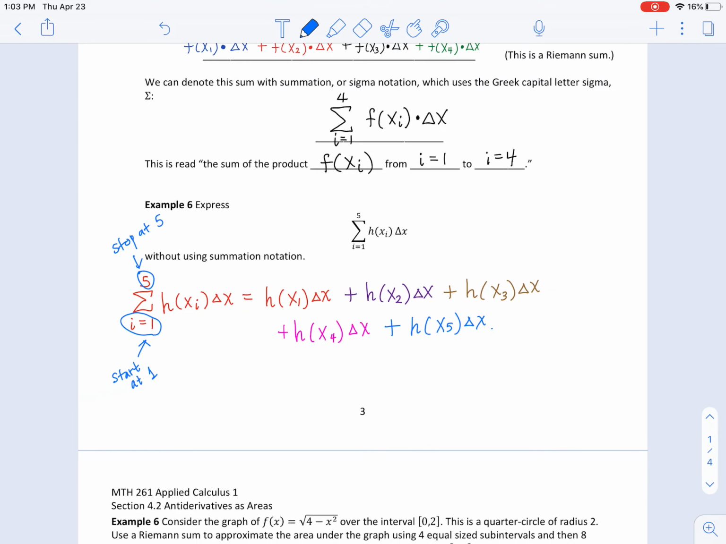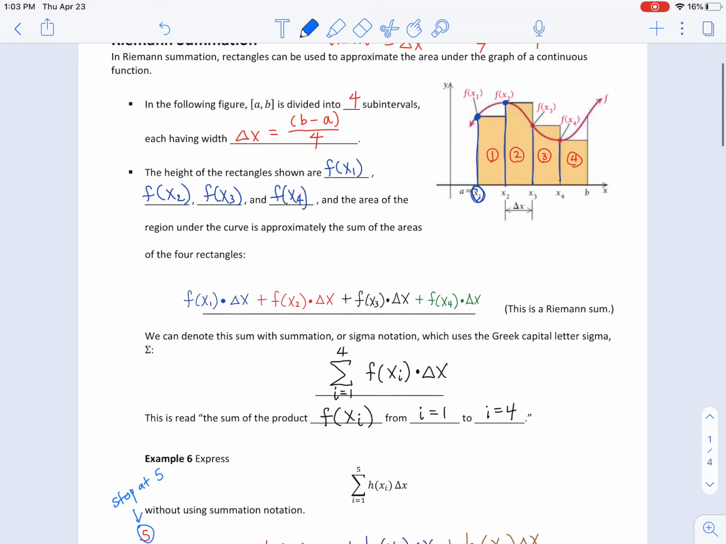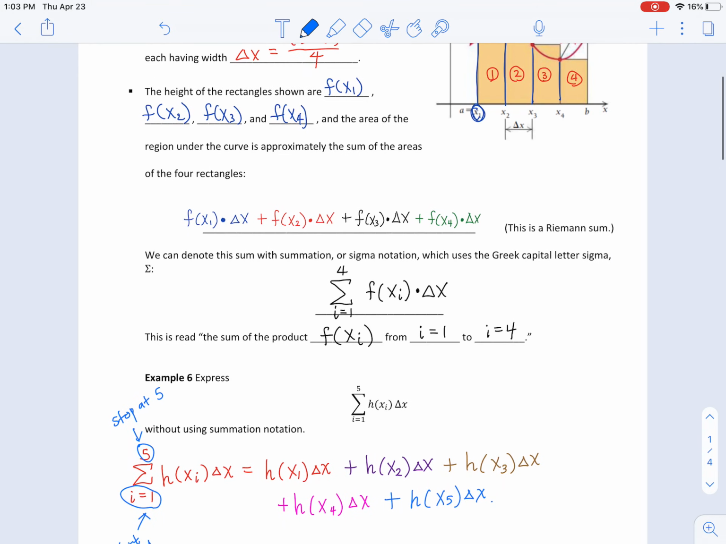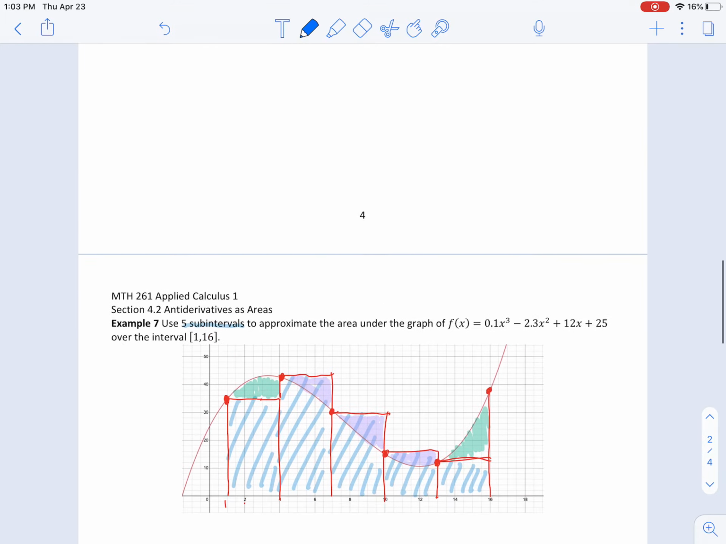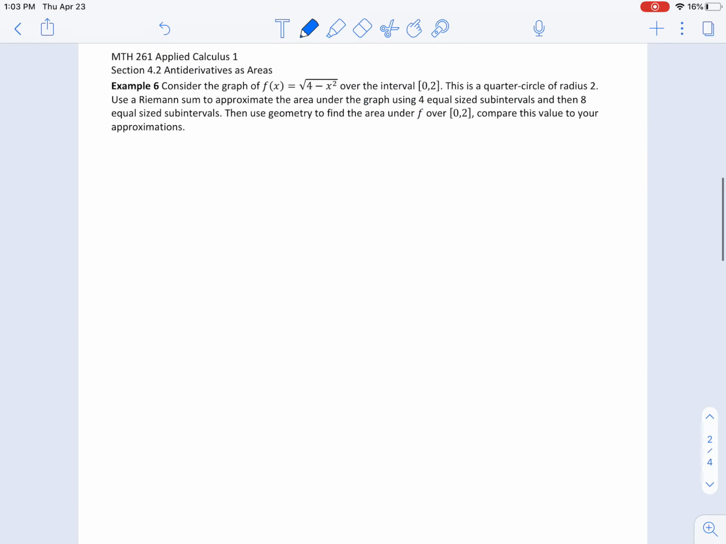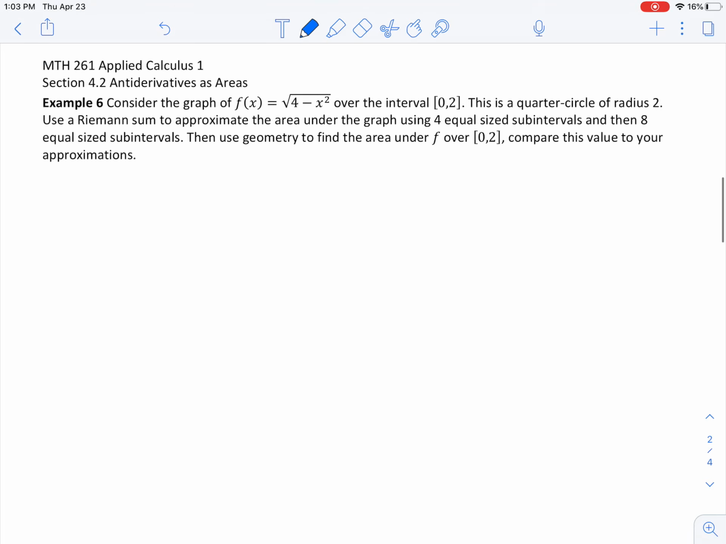So if you imagine this, what they are doing right here is adding the areas of 5 rectangles to estimate the area under the curve of this h of x. Alrighty. So let's actually graph some curvy functions and then do this Riemann sum.